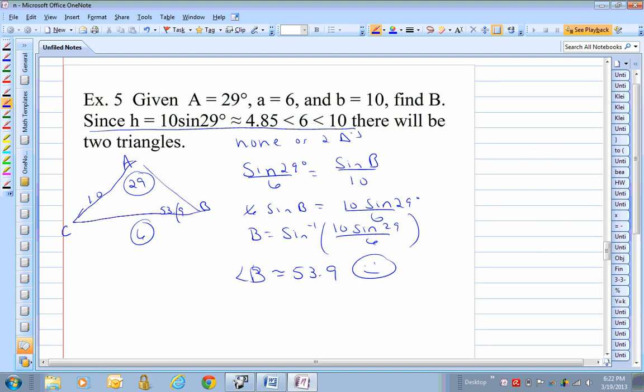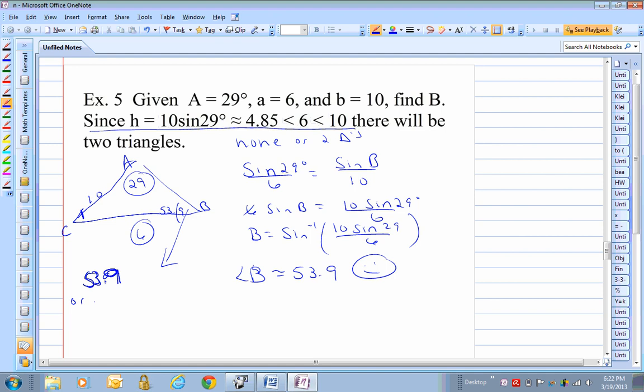All right, so 53.9 is angle B. Because the side originally opposite was smaller than the other, we have either no or two triangles, most likely, in the ambiguous case. The reason is because we don't know what angle C is. So this could be 53.9.